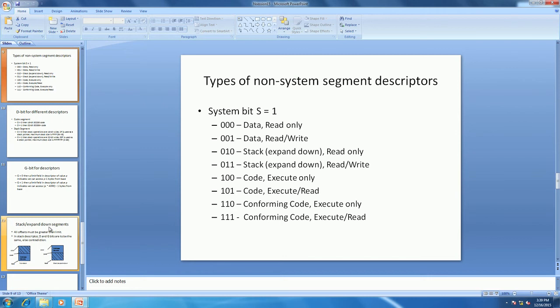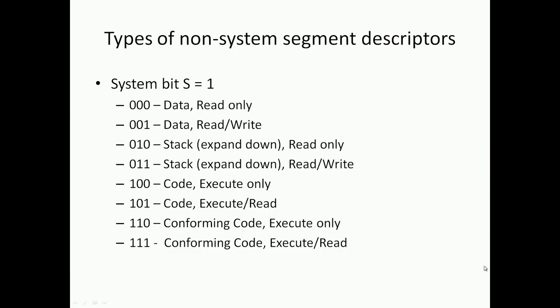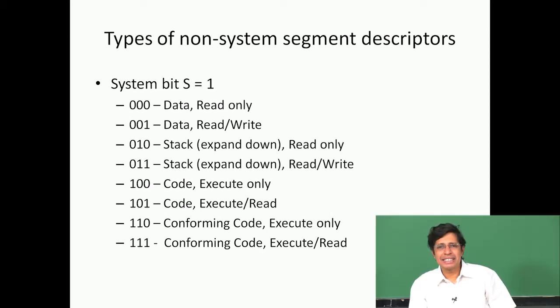Yeah. So as you see here, 100 is a code execute-only segment. 110 is a conforming code execute-only segment. You getting this? So if I start loading these segments into SS, DS, ES, FS, GS, I can't even read it, not even write. It's an execute-only segment, so I should not be in a position to even read it. Correct? This basically explains that.